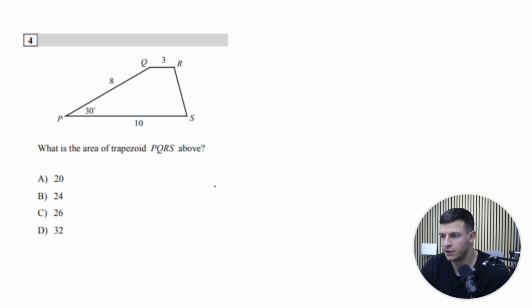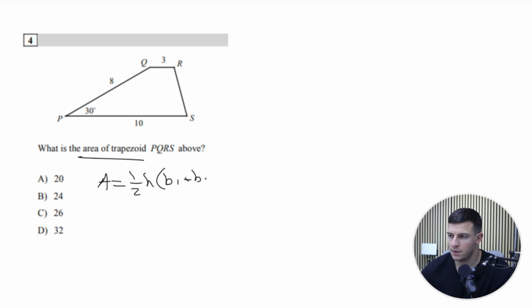What is the area of trapezoid PQRS? Now, what do we know about the area of a trapezoid? We know that A is equal to 1 over 2 times height times the mid-segment. So B1 plus B2, base 1, base 2, and that's why we have 1 over 2 here, because we need half of it for the mid-segment, which is this part right here.